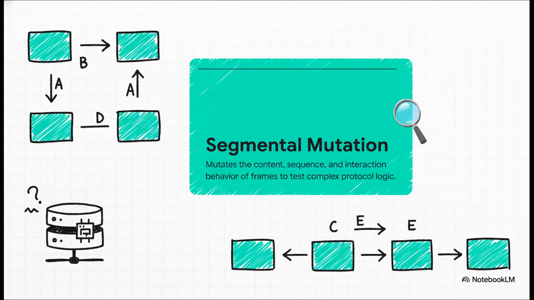All right, so first up, segmental mutation. Instead of just sending one messed up packet, MerCuriuzz messes with the entire conversation. So imagine the server expects you to say, hello, then how are you? MerCuriuzz will try saying hello and then hello again, or maybe it'll just skip right to how are you?